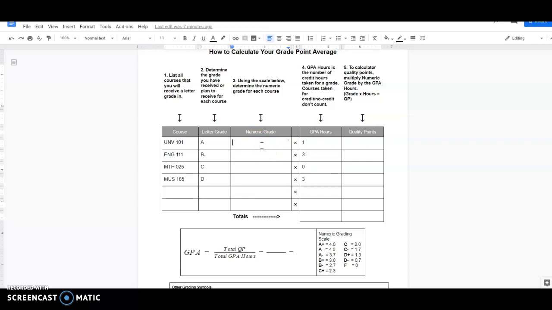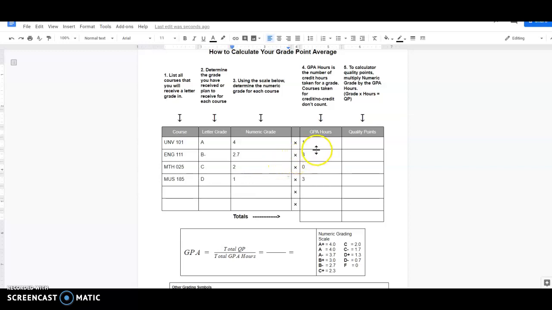So then my next step, if I'm going to fill out the whole table, which you might not, is to fill in what is the numeric value. So an A is worth 4 points, and a B minus is 2.7, and a C is worth 2 points, and a D is worth just 1 point.